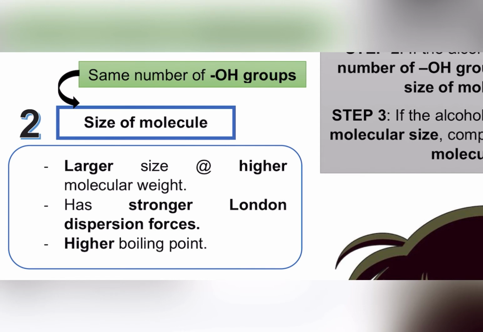Next, we go to the second factor, which is size of molecule. Here, you are comparing structures with the same number of OH groups. When you have a larger alcohol, it has stronger London dispersion forces, which contribute to a higher boiling point. This is where you make it specific to van der Waals forces, which are the attractive forces between alkyl groups in the alcohol. We are not talking about hydrogen bonding here because the number of OH groups is the same. So we talk about London dispersion forces.